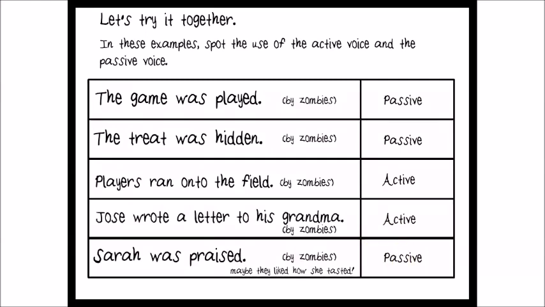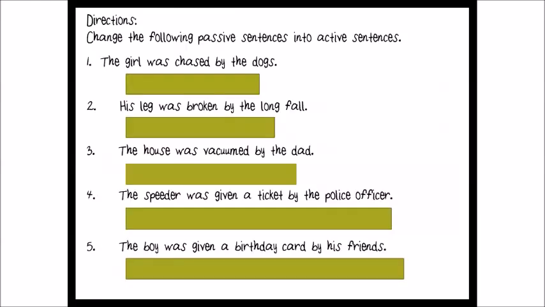So just a quick recap. By adding by zombies to the end of a sentence, we know it's a passive sentence. And if by zombies at the end of a sentence doesn't work, it's active. Remember, with active, that's normally how we speak. Players ran onto the field. If we look at that example, players is the subject, ran is the verb. Subject, then verb. So that is how we can remember the difference between passive and active.